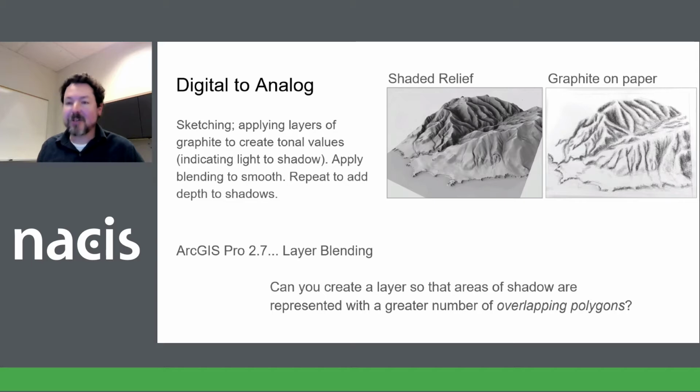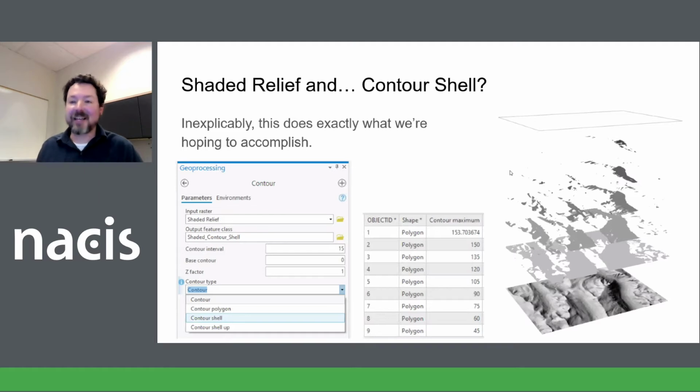And there was this thought that maybe you could blend layers through stacking and utilize some of that texture that you could get from a hand-drawn texture or other kinds of textures in those polygons. So with that question in mind, I think the answer was yes. And it turns out that there's a tool that does just exactly that. Inexplicably, the contour tool, with its variations, specifically the contour shell, when applied to the hillshade, will make just these overlapping polygons where the areas of deepest shadow end up receiving the most overlap.